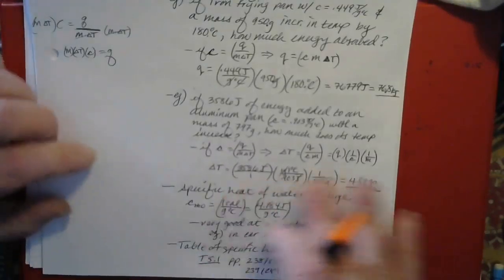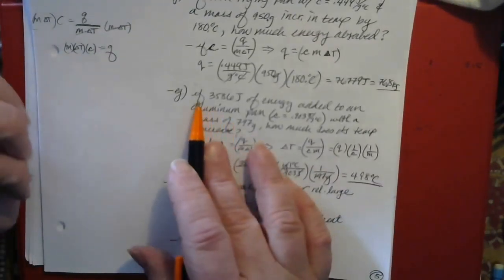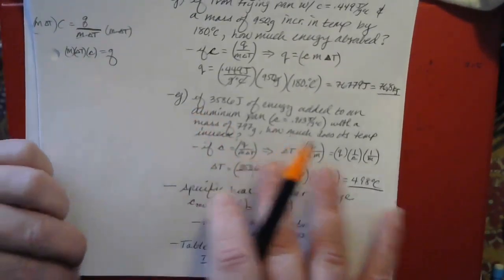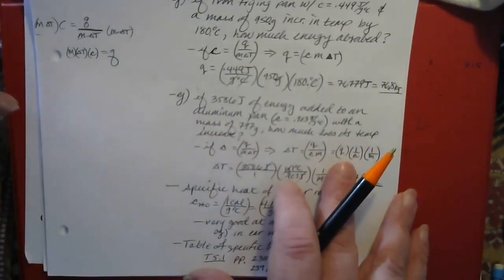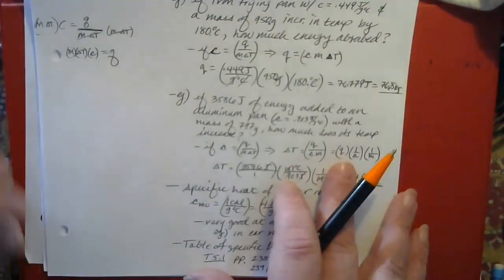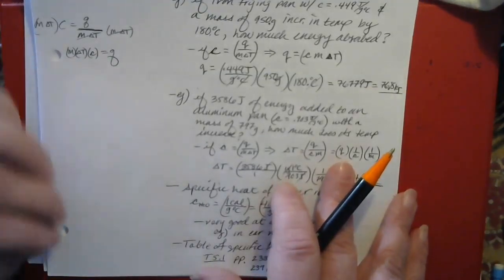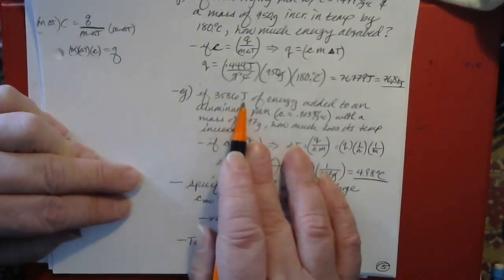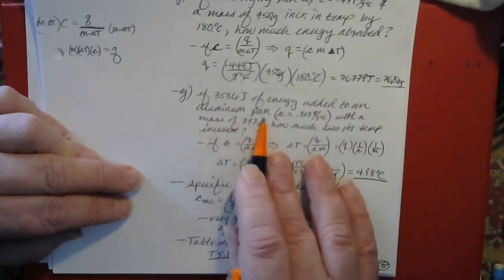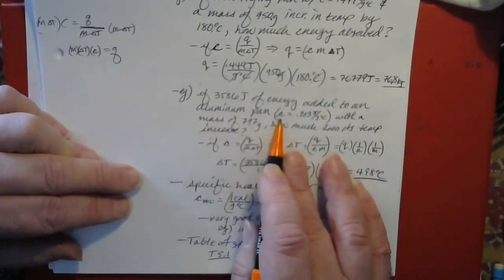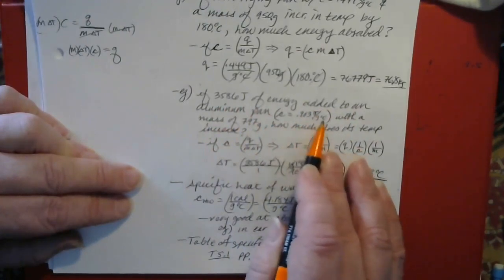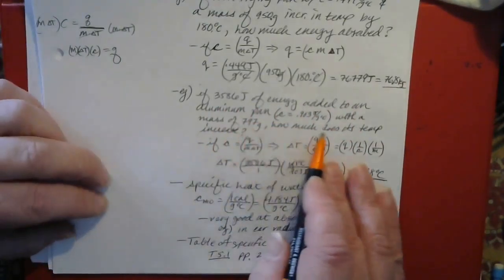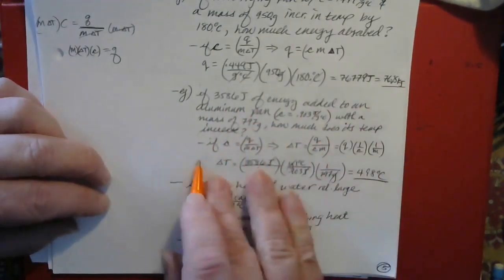Okay, another possible example. What if you want to know the change in temperature? If you know what the substance is, and therefore you know its specific heat, you should be able to calculate what the change in temperature should be if you know how much energy is being added or taken away, without even having to do the experiment. So if 3,586 joules of energy is added to an aluminum pan, and the specific heat of aluminum is 0.903 joules per gram degree Celsius, and the pan has a mass of 797 grams, how much does its temperature increase?